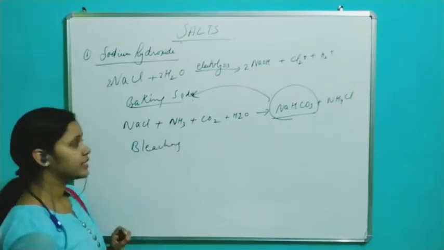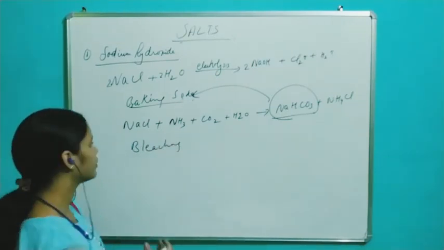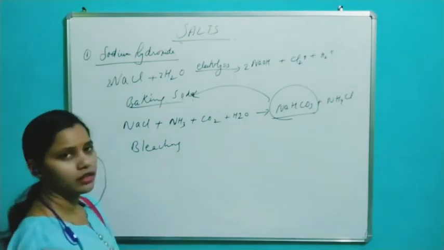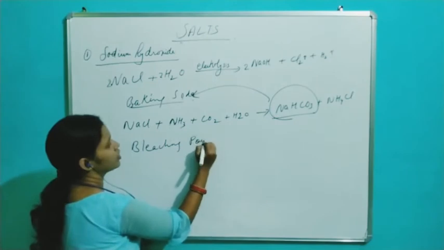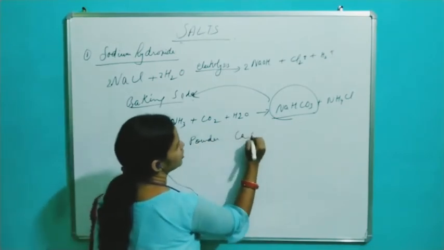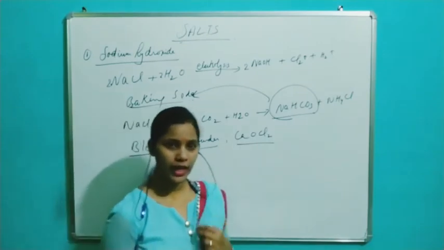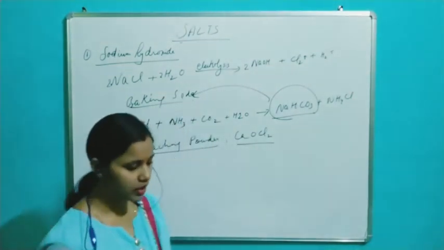I'm not going into detail because we don't have to, we just need to know the preparation and the uses, 1 or 2 uses. So what is bleaching powder? Bleaching powder is calcium oxychloride, CaOCl2. So we should know both the names. Bleaching powder is calcium oxychloride.